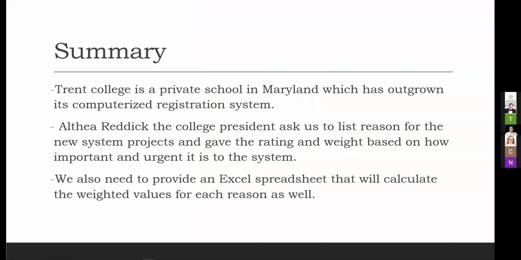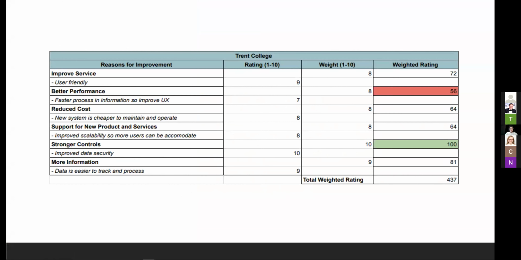Our first reason is to improve services. To improve services, we gave it an 8 out of 10 for the weight because it's important to have proper service to make it easier to use the system for both students and staff of the college. Specifically for user friendliness, we rated it a 9 since we think the system would work best when everyone using it is happy with it, so they won't have any complaints about the system.